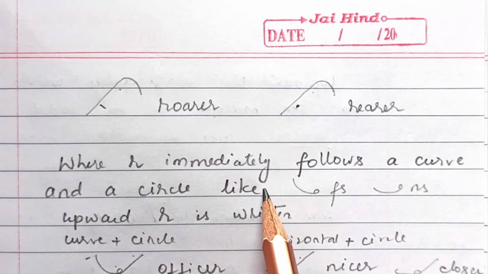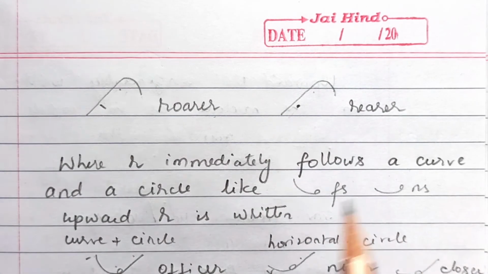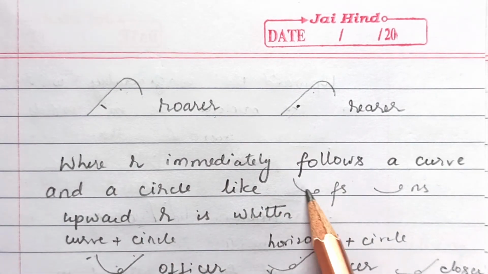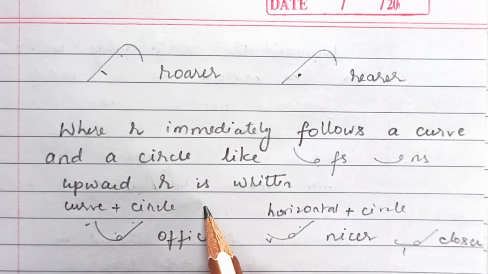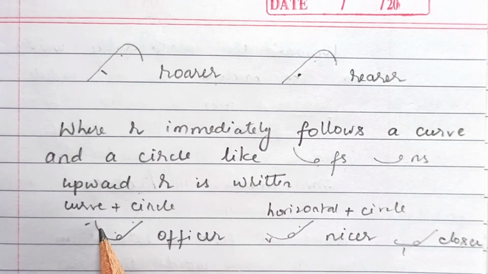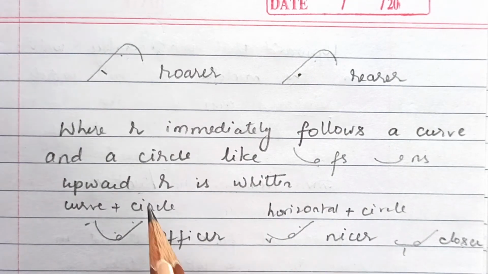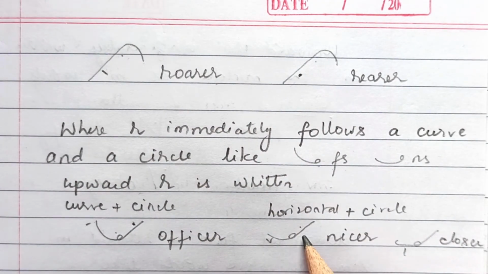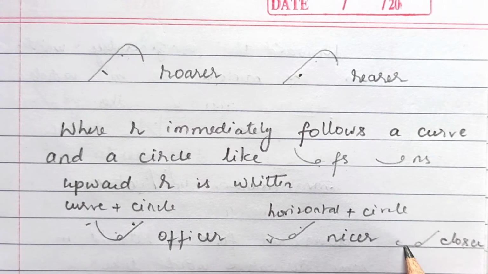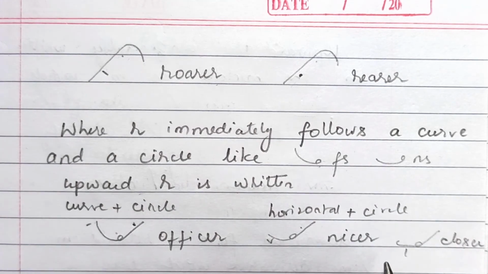And where R immediately follows a curve and a circle, like F and S, the upward R is written. So, here we have the word officer. So, curve F, circle S and officer. Nicer and closer. Here we have a horizontal stroke. So, kay, circle S and the upward R, closer.